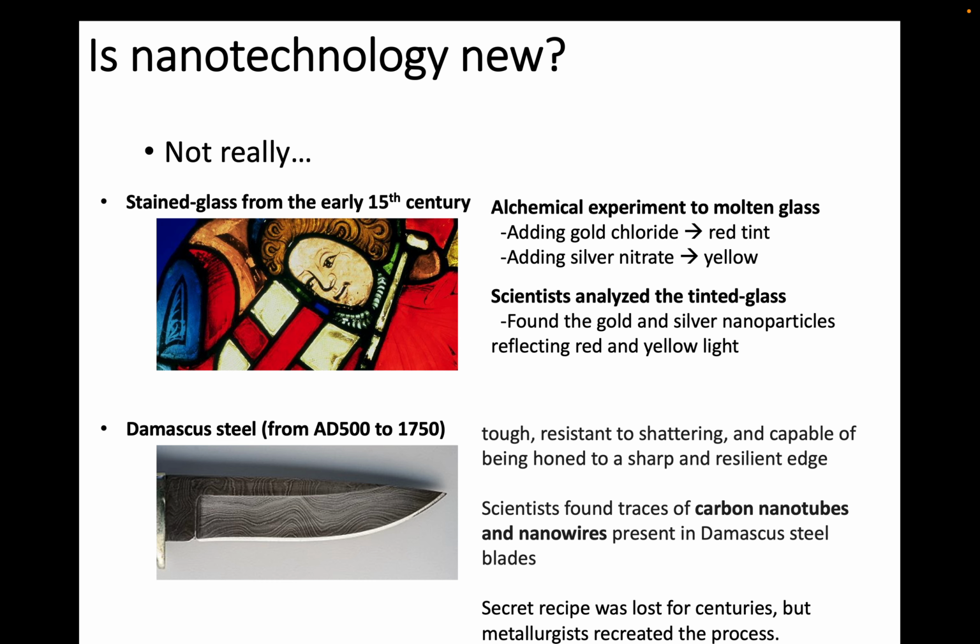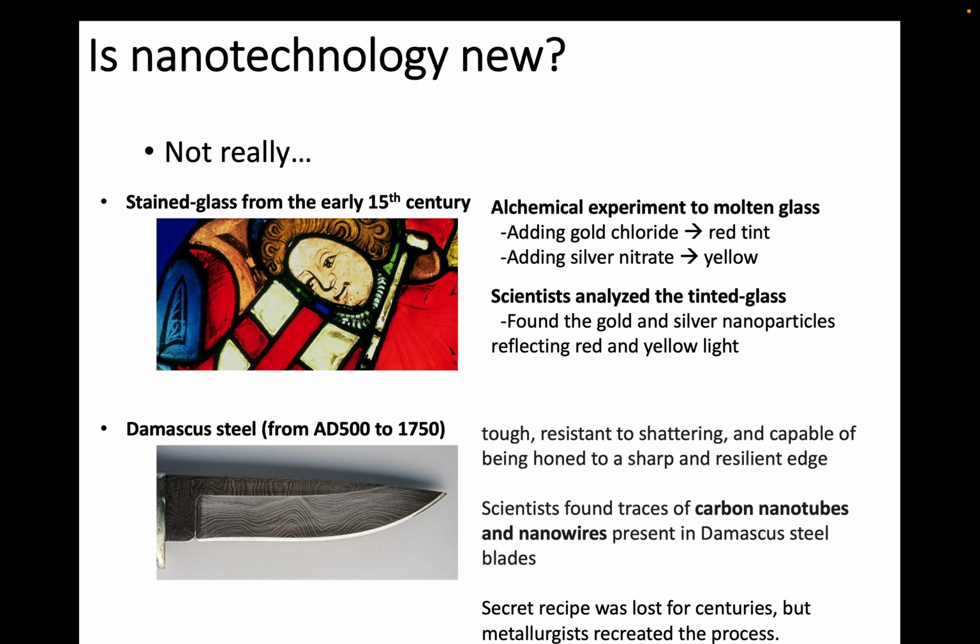And another example is Damascus steel, okay? This is essentially from 8500 to 1750. It's quite an old technology, right? And this one is known to be very tough and resistant to shattering, okay? Also, it's capable of being honed to a sharp and resilient edge, okay? Some of them are still found, basically from graveyards and such. And scientists have found traces of carbon nanotubes and nanowires present in Damascus steel blades.